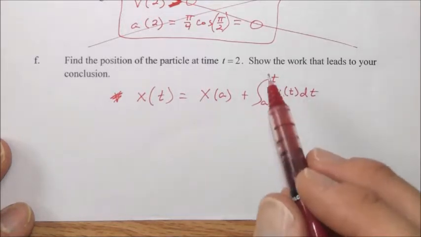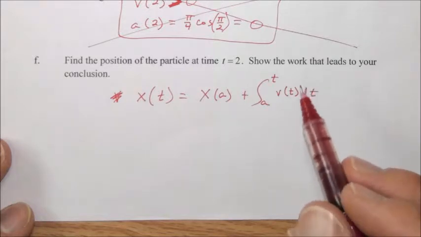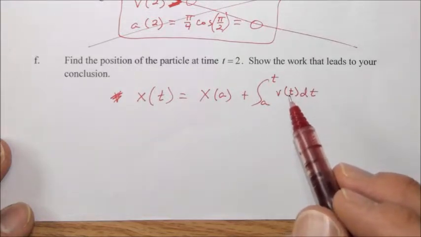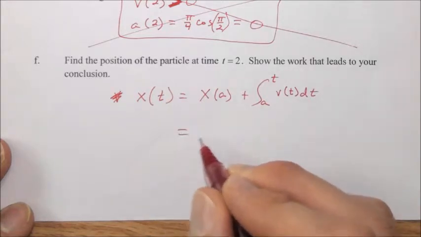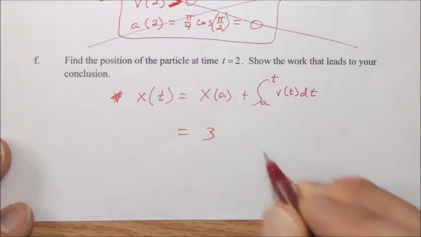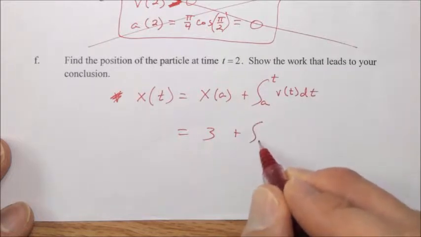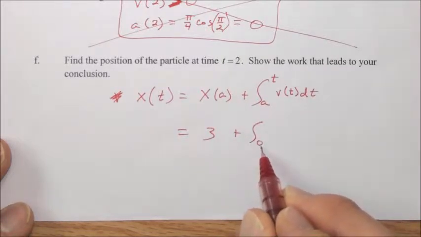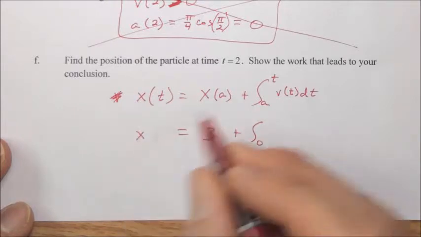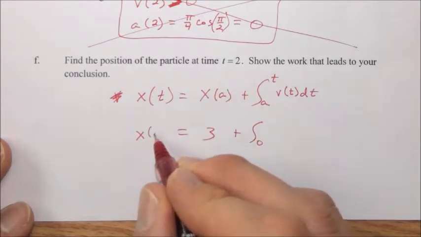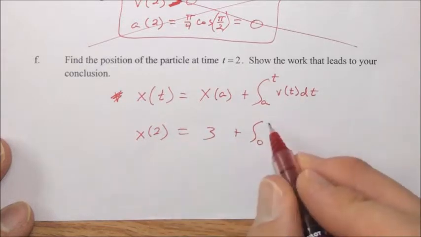Okay, so we were told at the very beginning, if you look up at the top of the page, that the particle is at position 3 at time t equals 0. So we know that we're starting with an initial position of 3, and that happens at 0. So put the 0 as our low bound and the 3 as our constant that we're adding. We're interested in our position at time t equals 2. So we want x of 2. So this 2 becomes our upper bound.